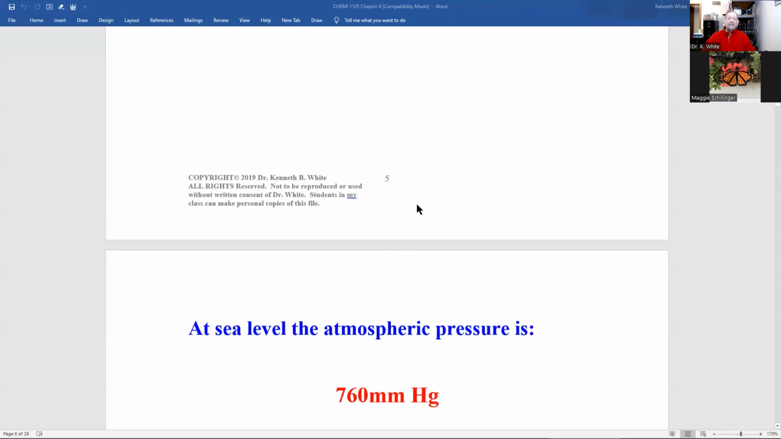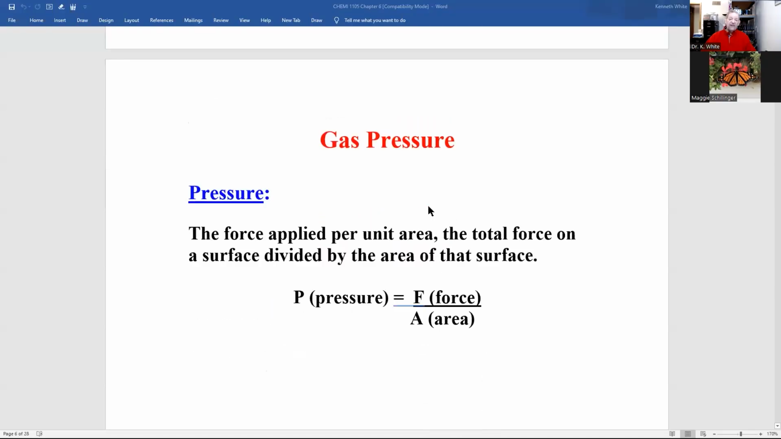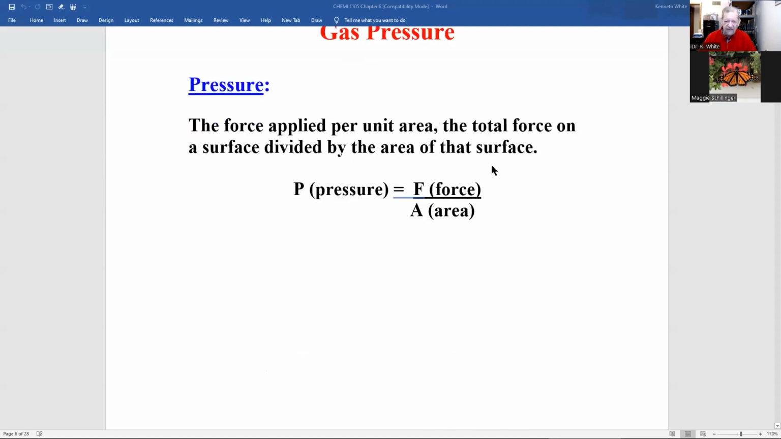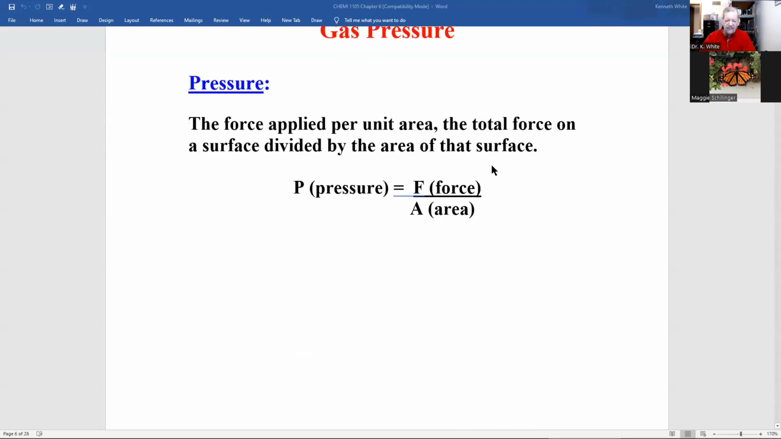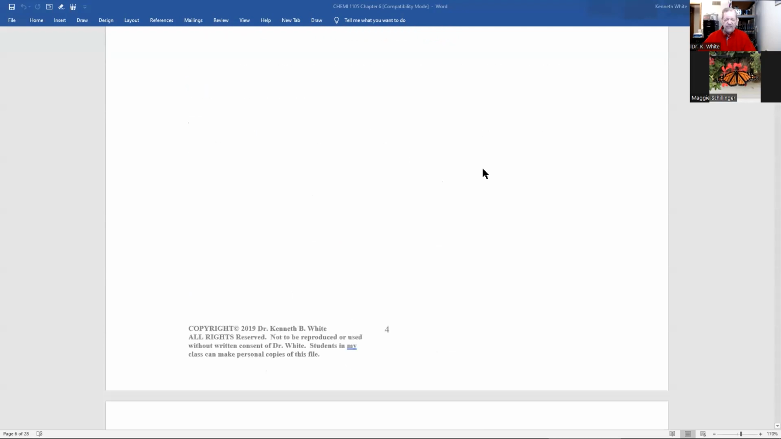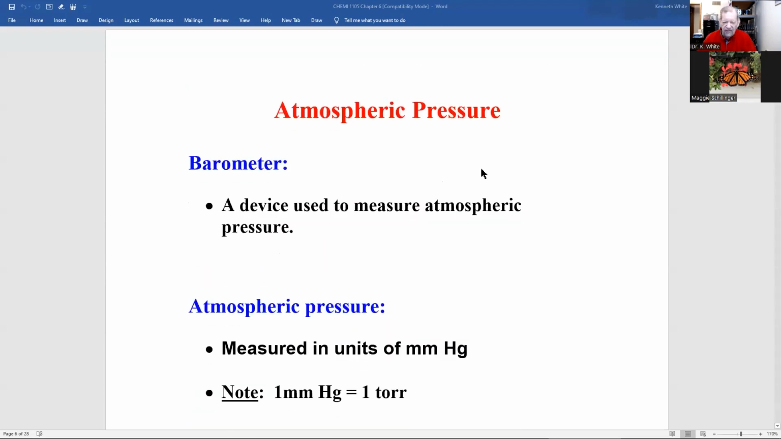Now, I was talking about pressure. We're talking about gases. An important measurement of gases is pressure. I'll never ask what's the formula to measure pressure, but it's force per unit area. And we use a gauge to measure it. The most important measurement of pressure of a gas is the atmospheric pressure, the air around us. And we use a barometer.